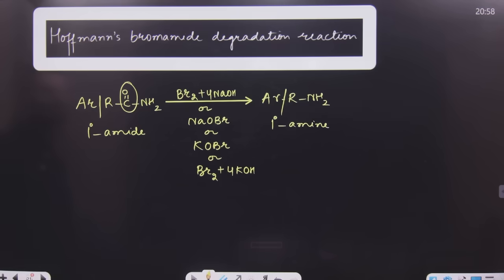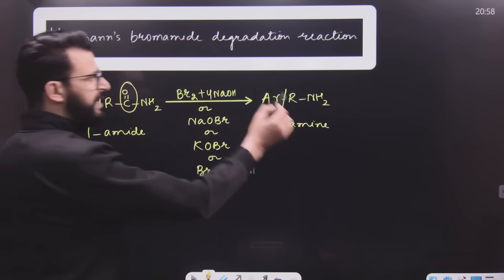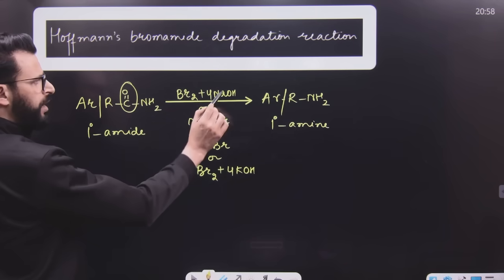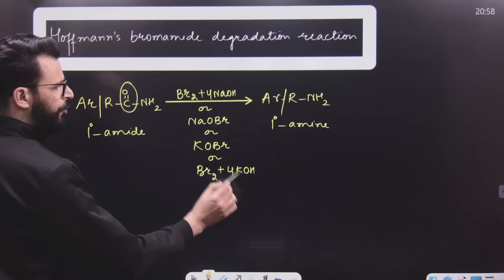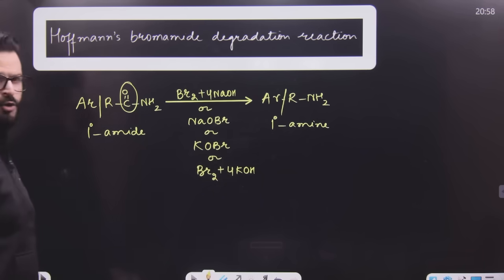After that, Hoffmann's bromamide degradation. What is this reaction known as? Whenever a primary amide, whether aromatic or aliphatic, gets converted to an aromatic or aliphatic primary amine when treated with bromine and NaOH or bromine and KOH, or we can say sodium hypobromite or potassium hypobromite.